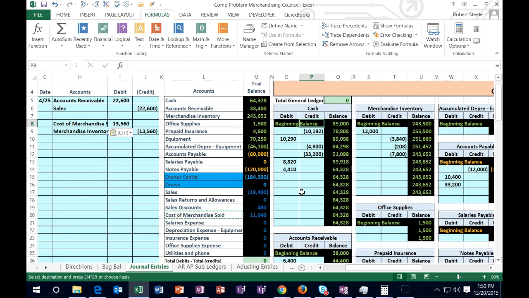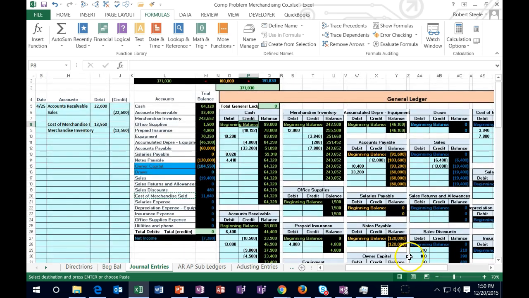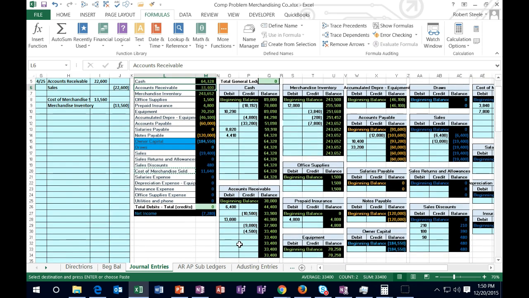So I'm going to scroll over here. Going to make it a little bit smaller. I'm going to go down to the taskbar down to 70 or so. And we're looking for the accounts receivable. Accounts receivable here on the trial balance. Accounts receivable is down here on the general ledger. We are in the debit half of it in this case.